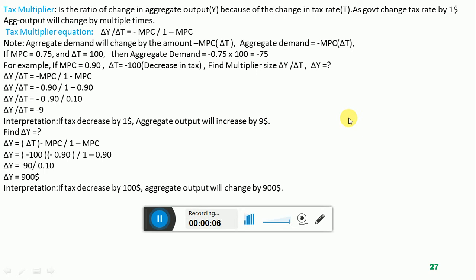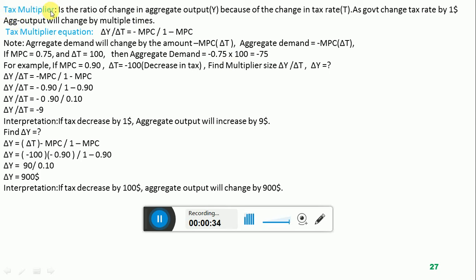In the previous lecture we learned how to determine the aggregate output level using fiscal policy, and we used the fiscal policy instrument, the government spending multiplier, to determine the change in aggregate output level because of the change in aggregate government spending. In this section our new topic is the tax multiplier.